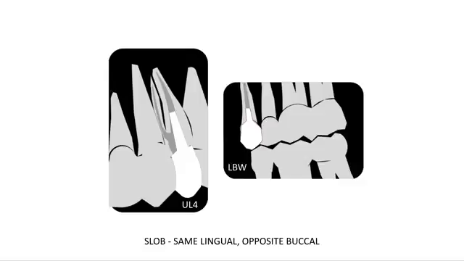When the root moves in the same direction as the horizontal shift of the tube, it is said to be lingual or palatal. If the root moves in the opposite direction to the shift of the tube, then the root is said to be buccal.